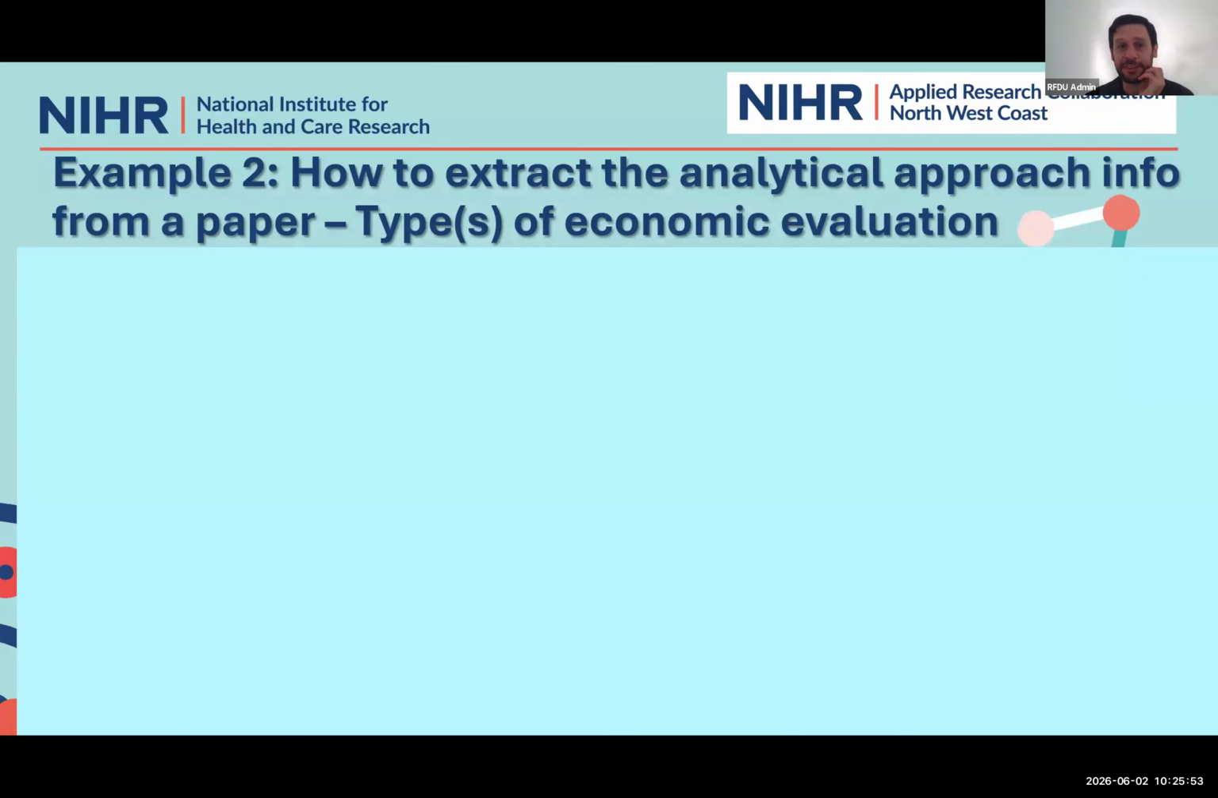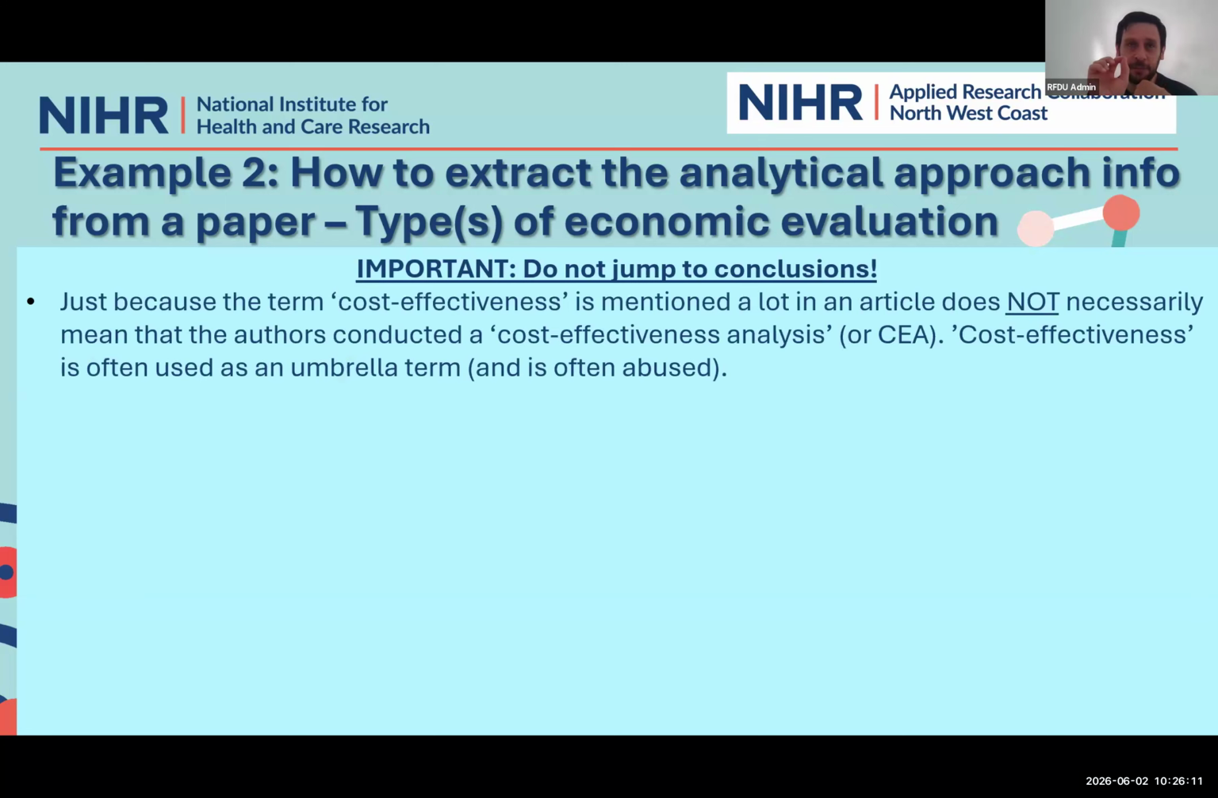So another example of how to extract the analytical approach from a paper. The first thing I will say is that it's important that you do not jump to conclusions. We saw the titles of the papers before. The term cost effectiveness was in the title already, and you will find a lot of titles of economic evaluations which include the term cost effectiveness, but that does not necessarily mean that the authors conducted a cost effectiveness analysis.